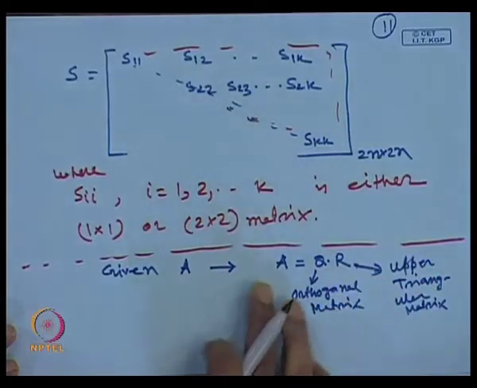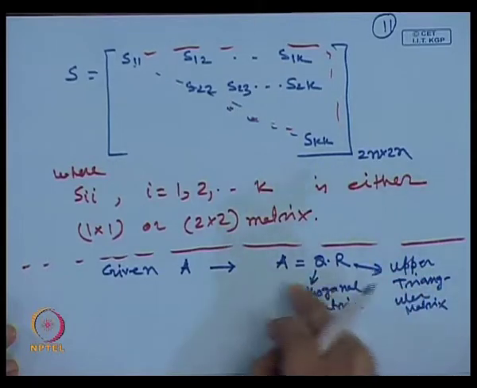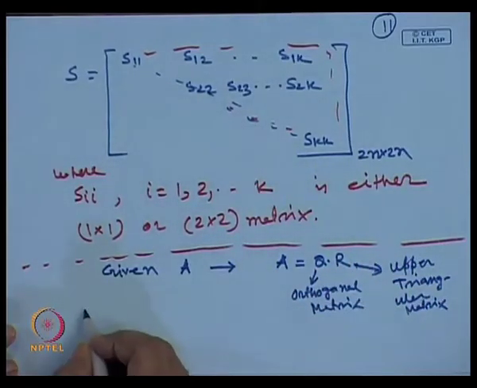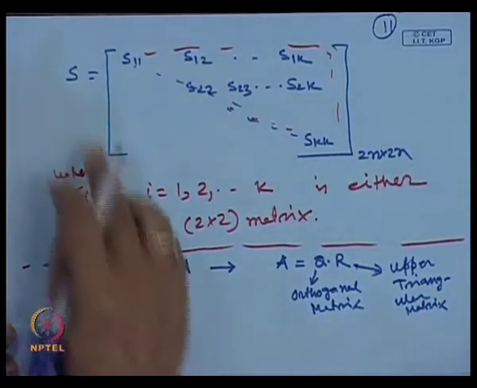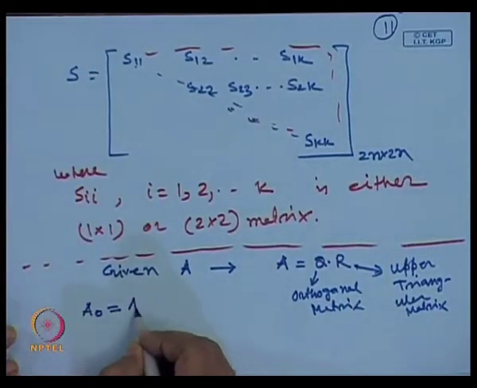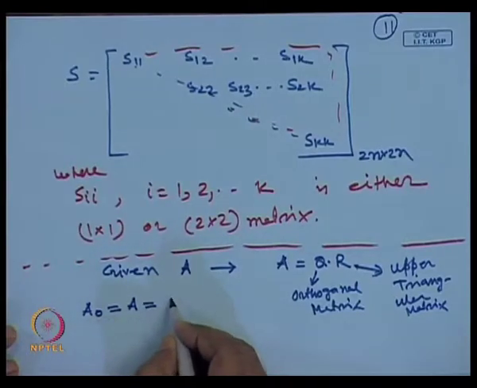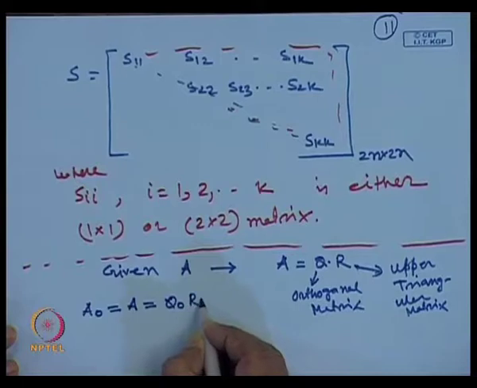We assume that we know how to decompose a matrix into Q into R. So, if it is so, then how will you get the Schur form? I am writing the given matrix A, assigned with a 0, which is equal to Q 0 R 0.